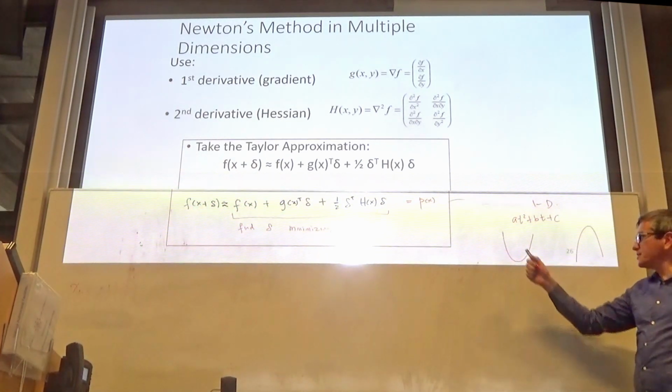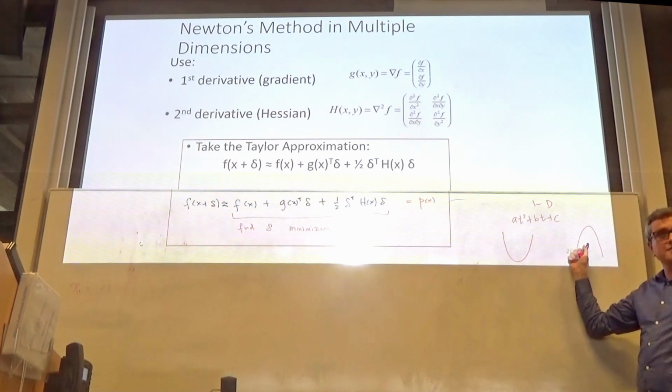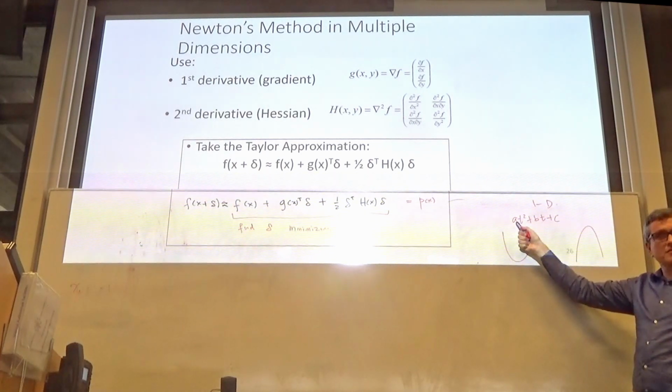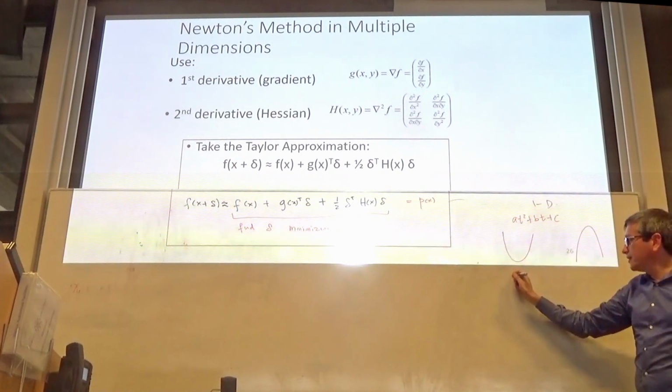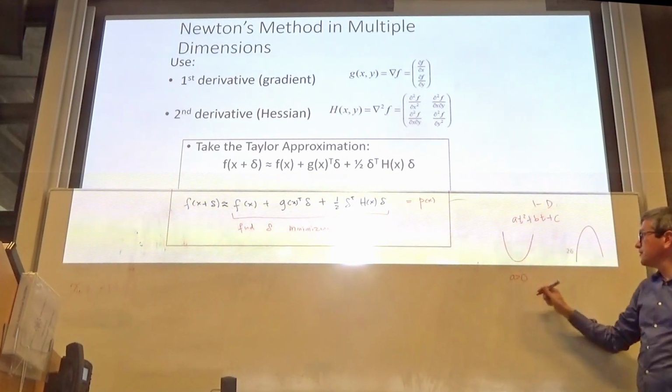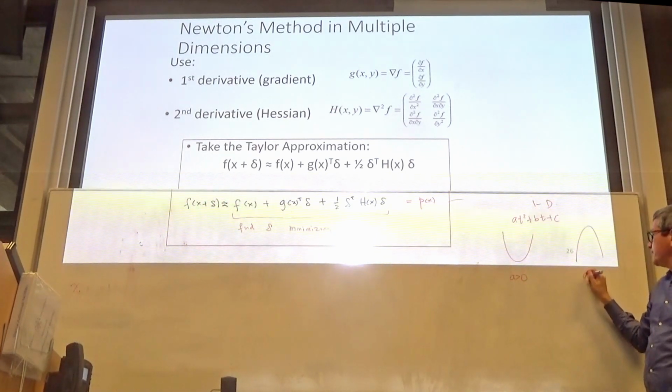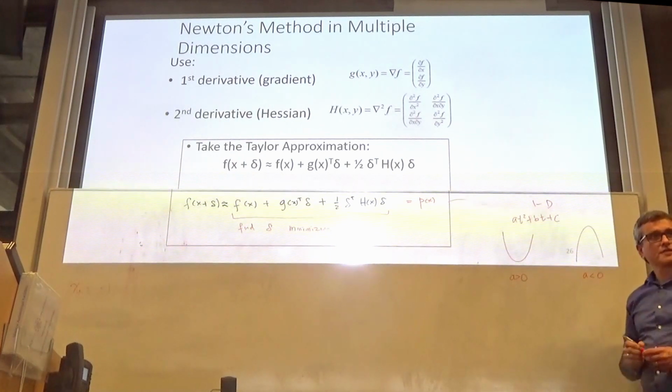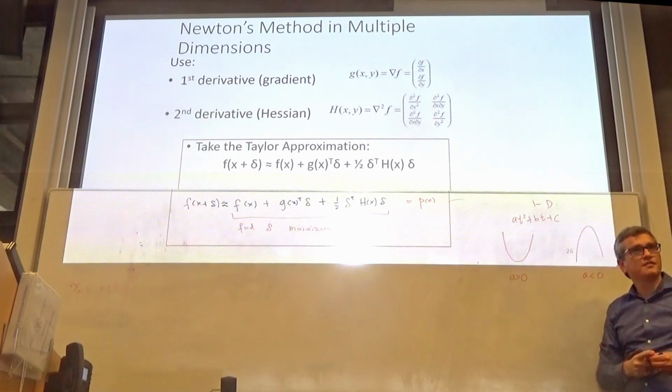Whether it's this case or that case depends on what? As I said, it depends on A. If I'm here, A is positive, and if I am here, A is negative. Does that ring the bell for everybody? Okay. What other type of quadratics do we have in 1D?